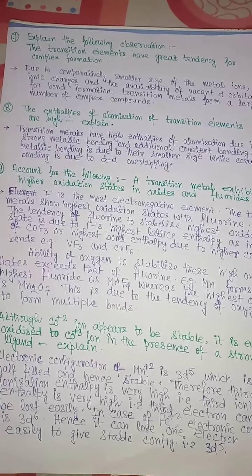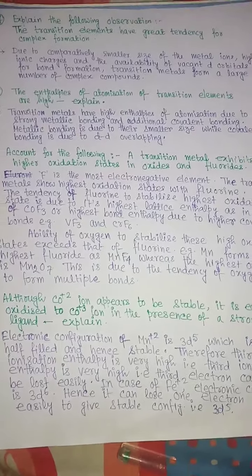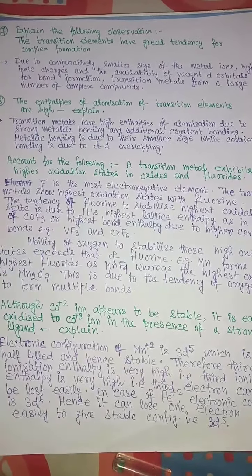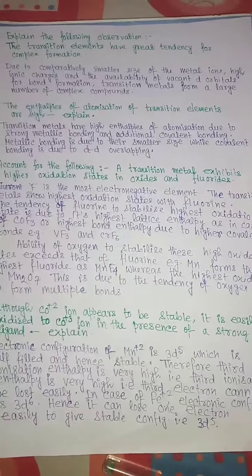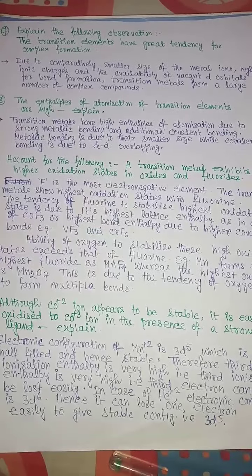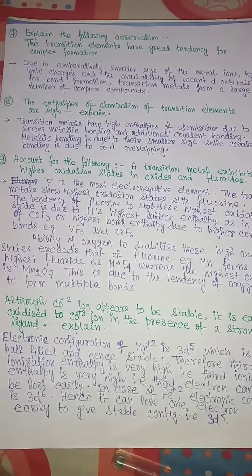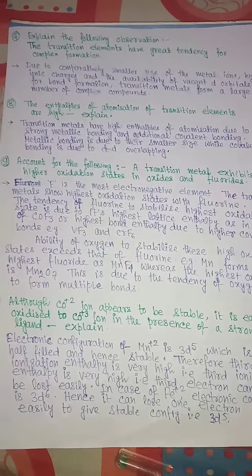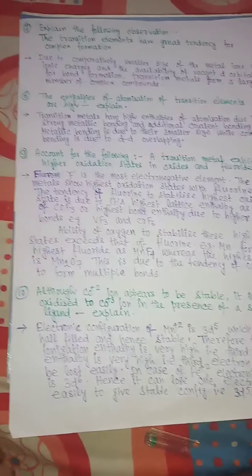Okay. Next question number 8. The enthalpies of atomization of transition elements are high. Explain. Answer: transition metals have high enthalpies of atomization due to strong metallic bonding and additional covalent bonding. Metallic bonding is due to their smaller size while covalent bonding is due to d-d overlapping.